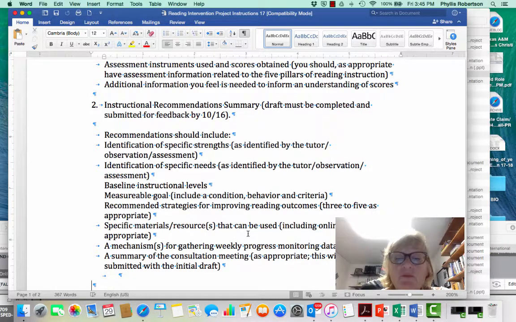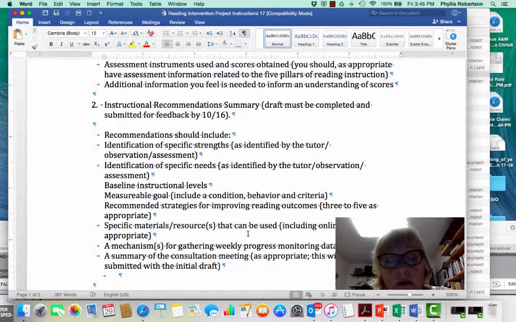The materials and resources that either you're going to use or you're going to recommend that your tutor use, and you can certainly include things that are online, but everything needs to be referenced. You need to have a mechanism for gathering progress monitoring data at least weekly. Think back to what we were reading about data-based instruction at the beginning of the year and how those assessments were done to determine whether or not the student was benefiting from instruction.